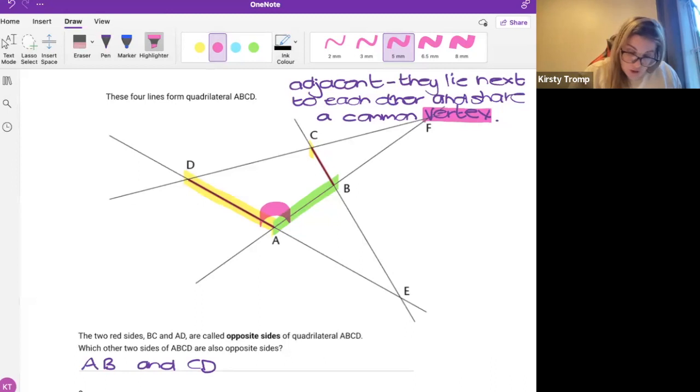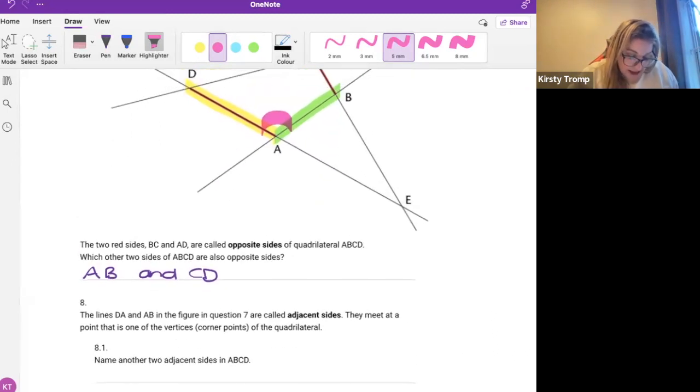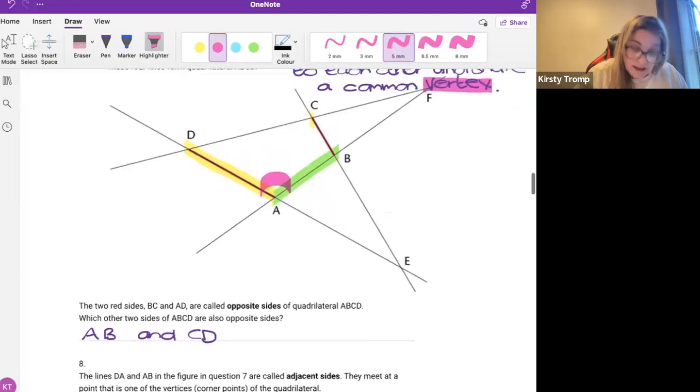Okay, so let's go back to the question. Name another two adjacent sides in quadrilateral ABCD. So name two other adjacent sides in ABCD. Who's helping me out here? What are the other two adjacent sides? Okay, Katlejo, I haven't heard from you today. Talk to me.